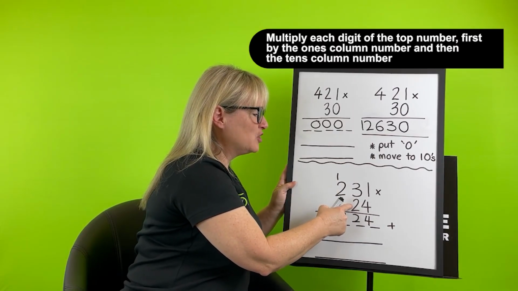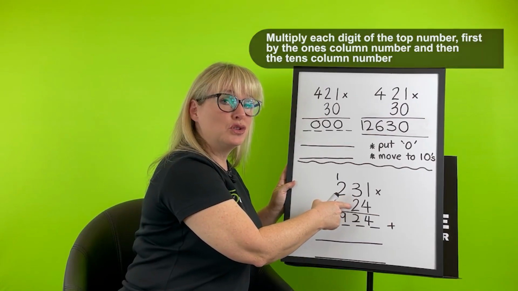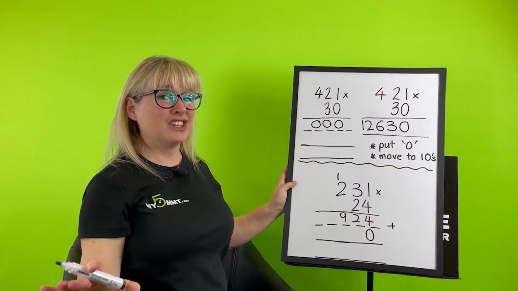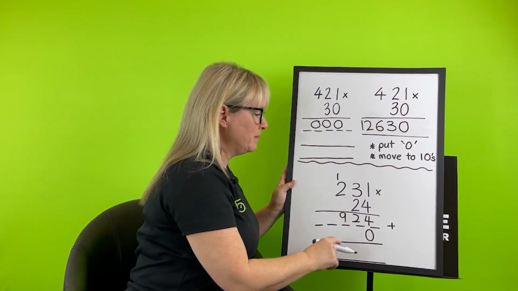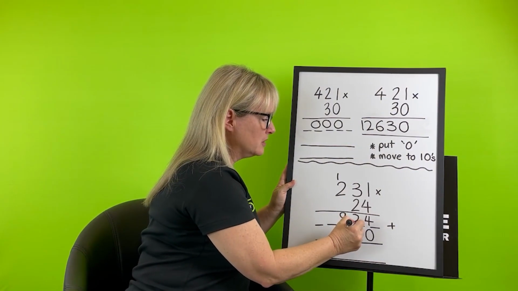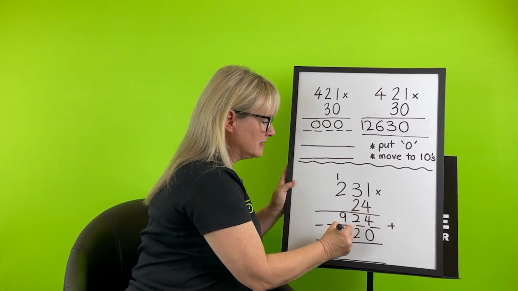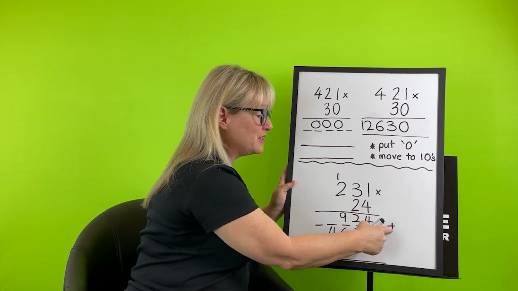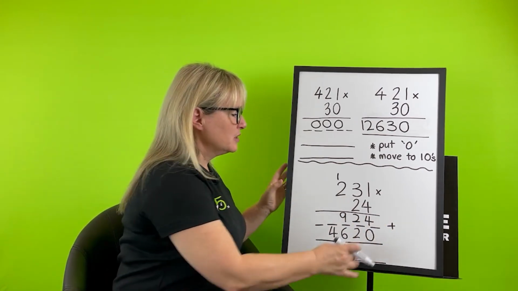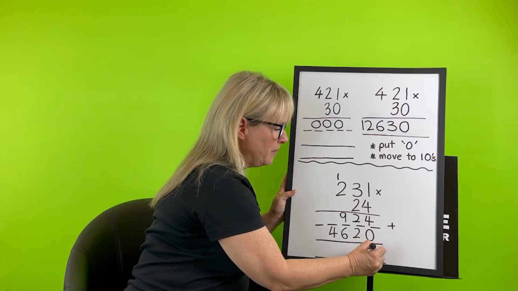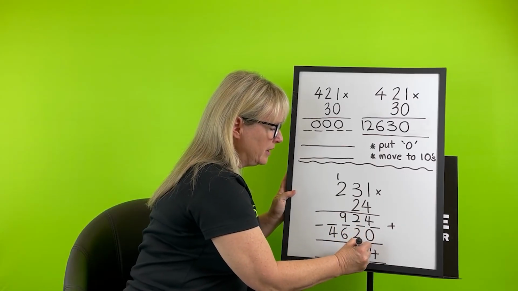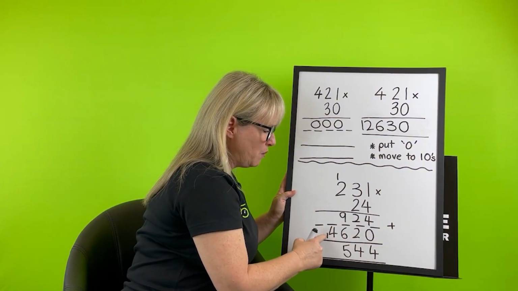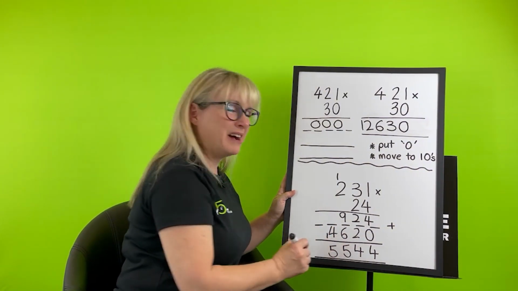Now I'm looking at the 2 in 24. It stands for 2 tens. So I've got to put the 0 there to say I'm moving to the tens. That's super important. Now I'm doing 2 times 1 is 2, 2 times 3 is 6, and 2 times 2 is 4. And now I have to add those 2 rows up. So I say 4 and 0 is 4, 2 and 2 is 4, 9 and 6 is actually 15, and 4 and 1 more is 5, and that's my answer.